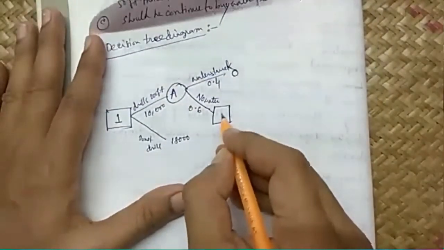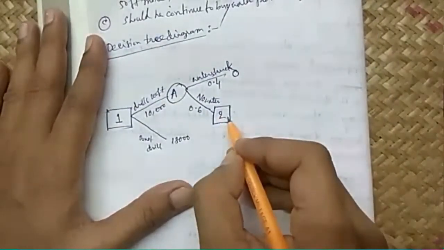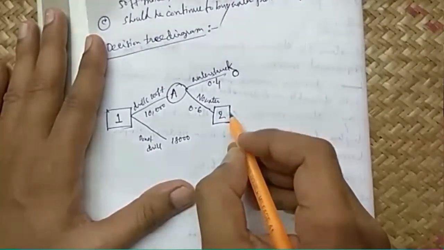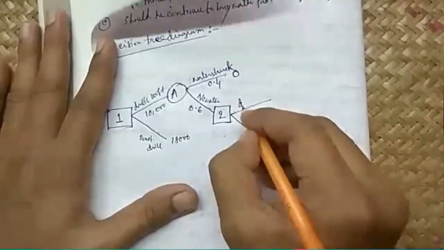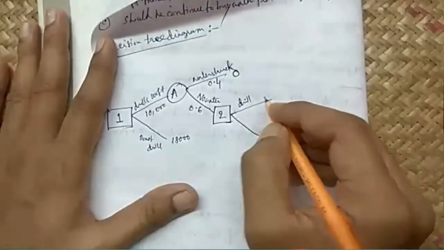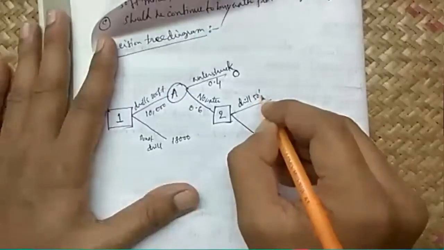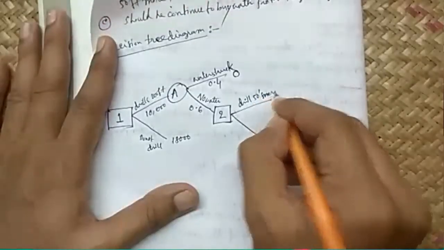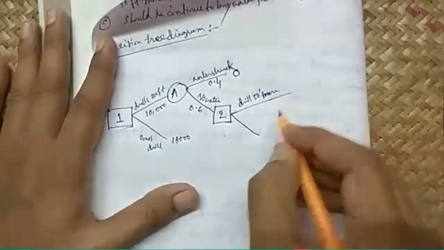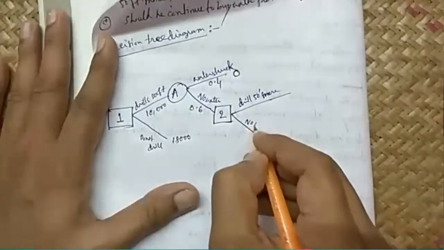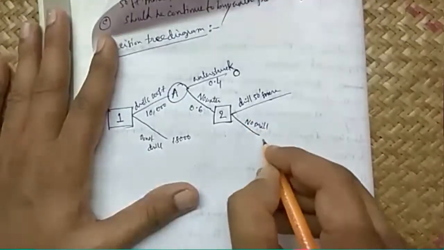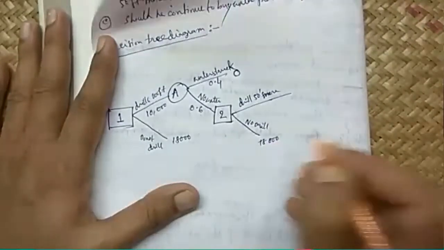Now, this is a decision node. Why is this a decision node? Because now we have to decide whether we have to drill more or not. So we have two options. We can choose any one. So again, the option is drill 50 foot more, and here do not drill, and buy water from the neighbor at 18,000.